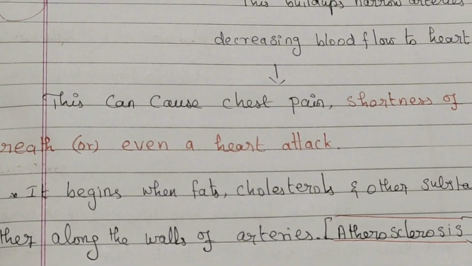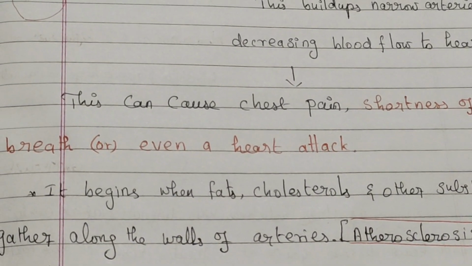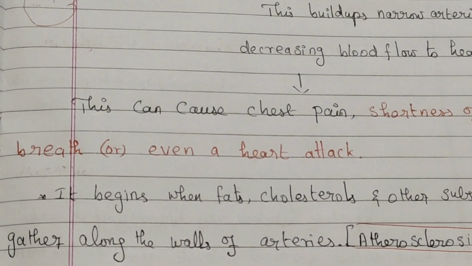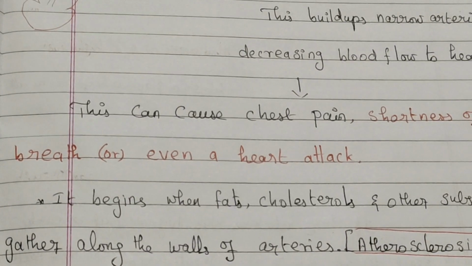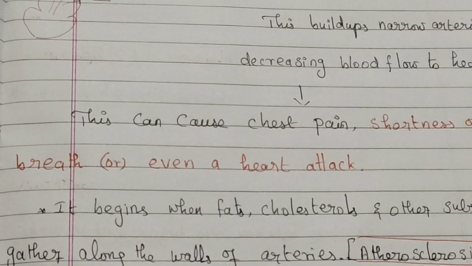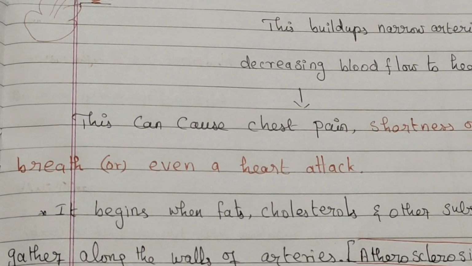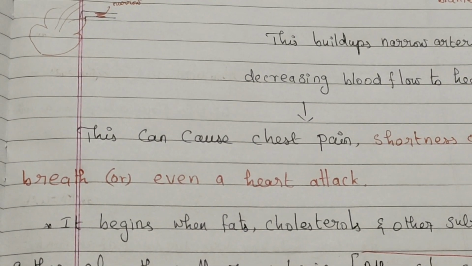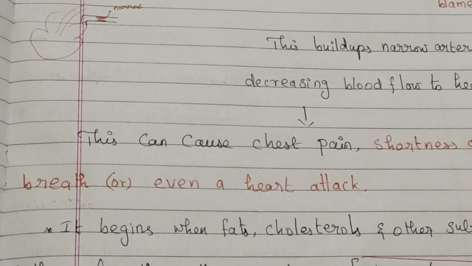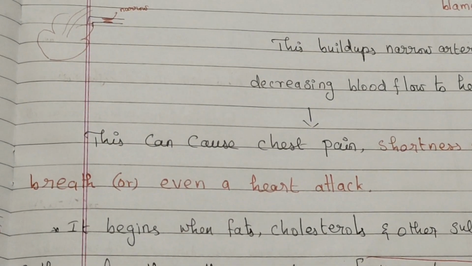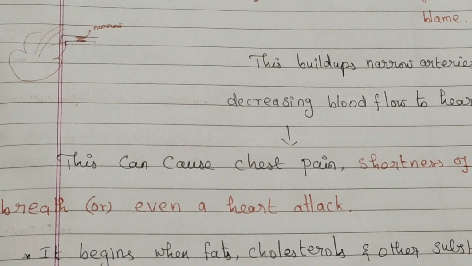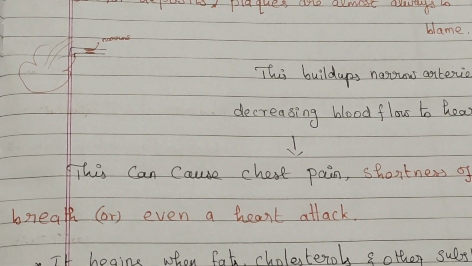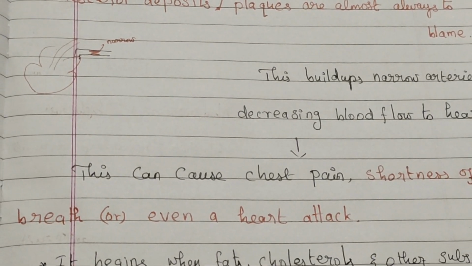CAD typically takes a long time to develop, so often patients don't know that they have it until there is a problem. But there is a way to prevent CAD, ways to know if you are at risk, and a way to treat it. Who gets it? Anyone can develop CAD.